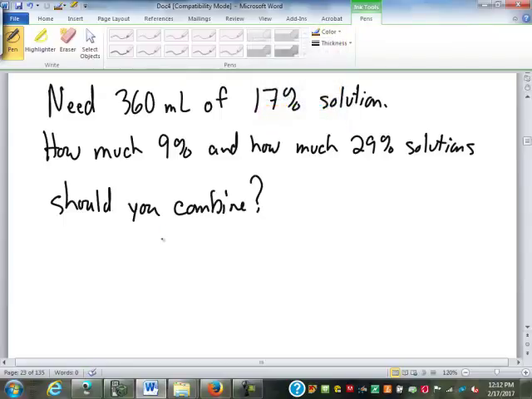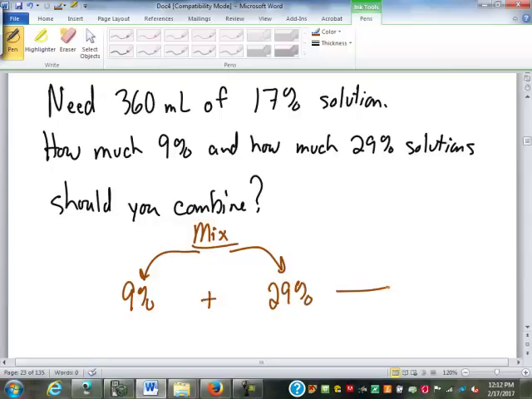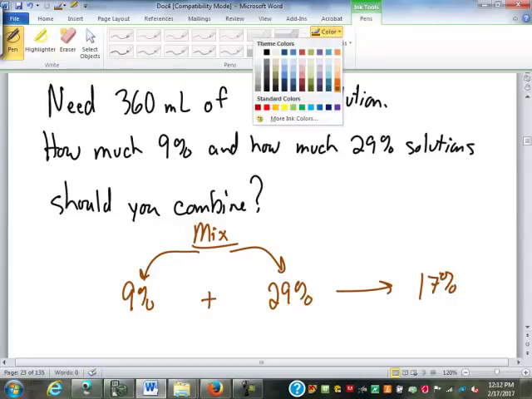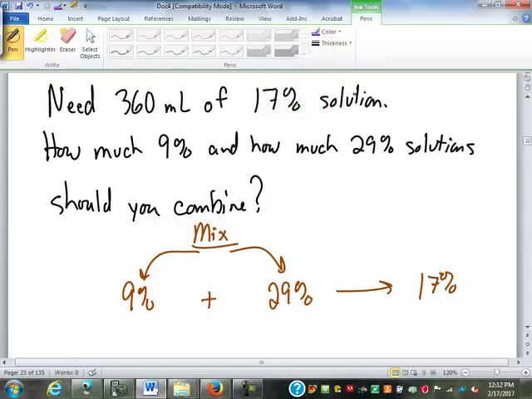So again, we're going to mix two solutions here. We're going to mix 9% with 29% in our efforts to create 17%. The amount we know is 360 milliliters of the 17% that we desire.